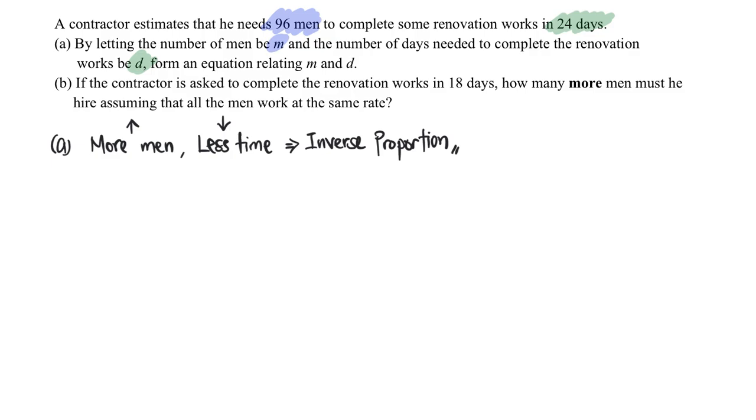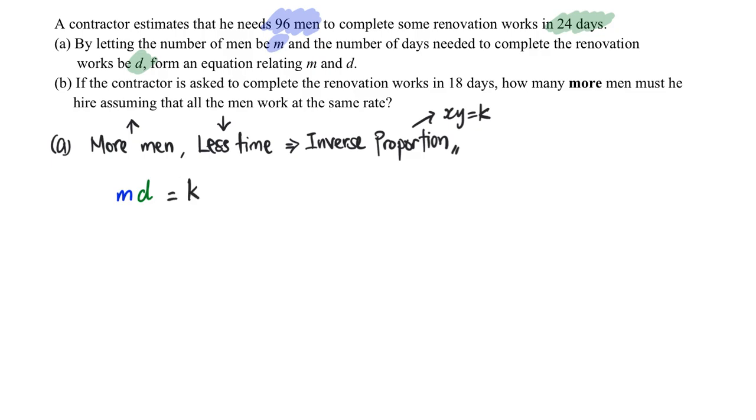And therefore, I will then be able to make use of the general formula for inverse proportion, x times y equals k for this question. So then I will have m times d equals k.